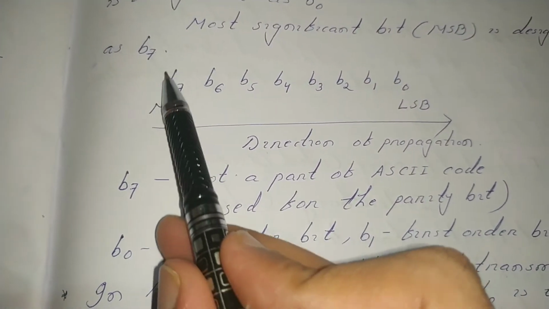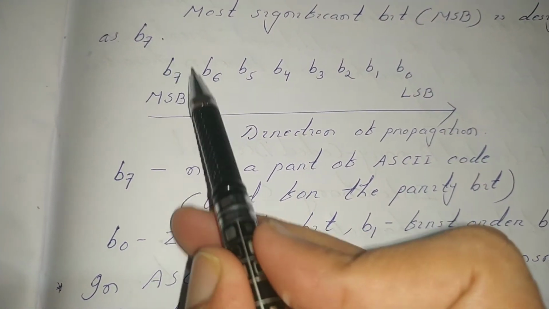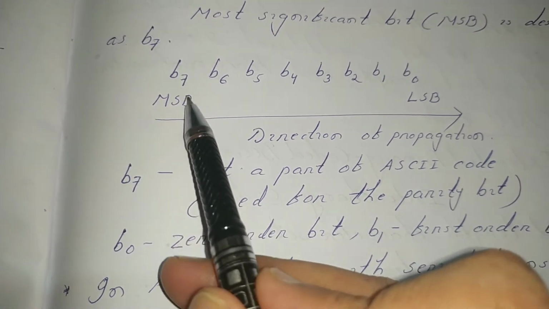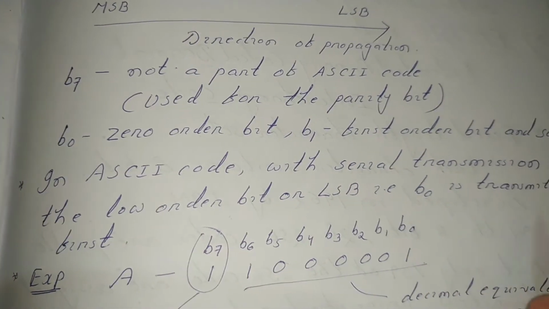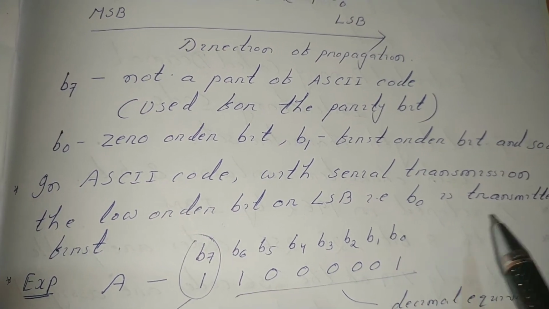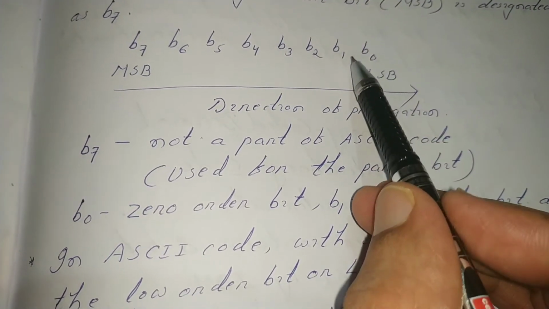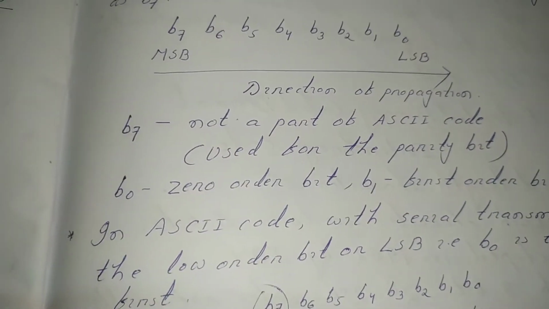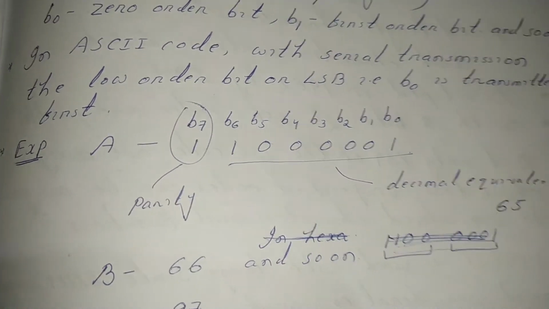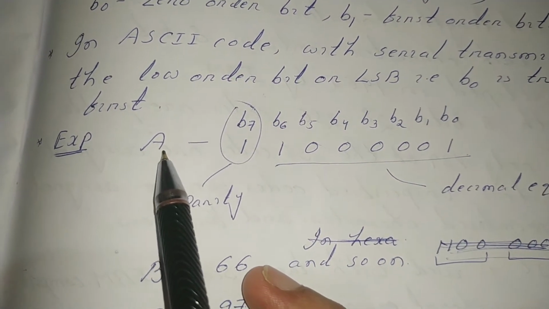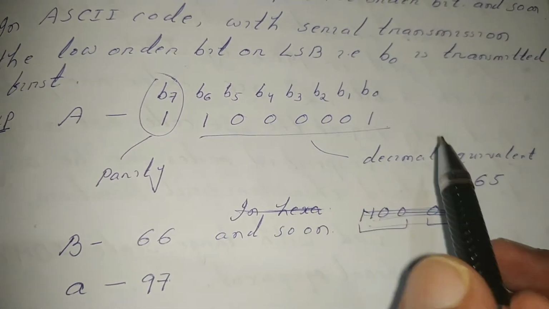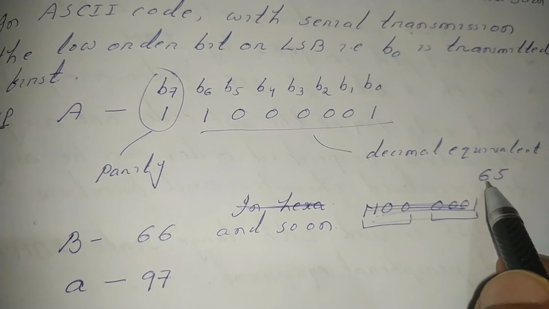And B7 bit, that is not representing any data information, that is used for the parity bit. Okay, and in ASCII code with serial transmission, the low order bit or LSB bit will be transmitted first. So first B0 will be transmitted, then B1 will be transmitted. Then see here I have taken one example to represent the symbol A. Its corresponding decimal equivalent in ASCII code is 65.